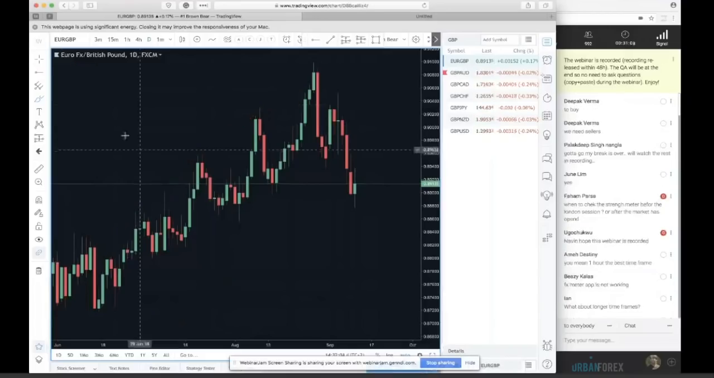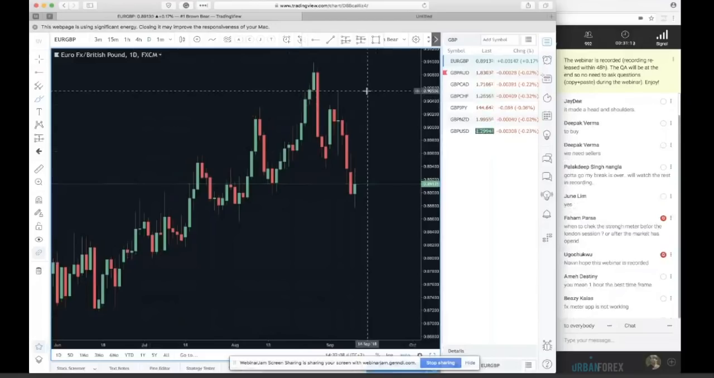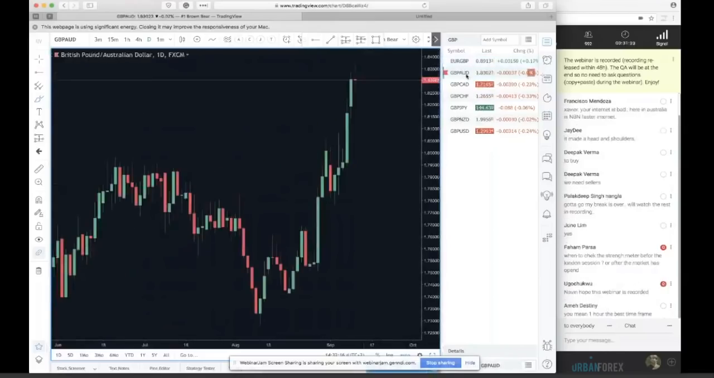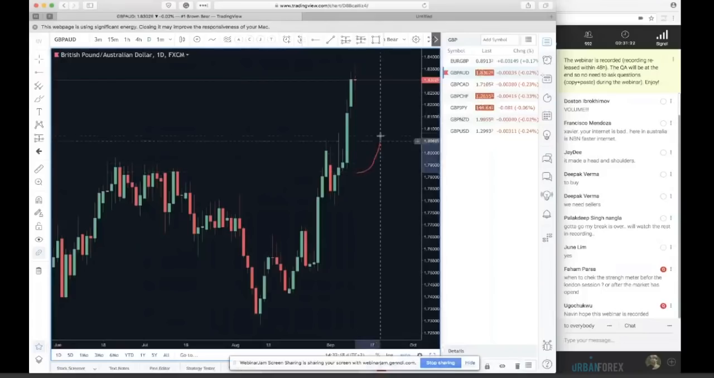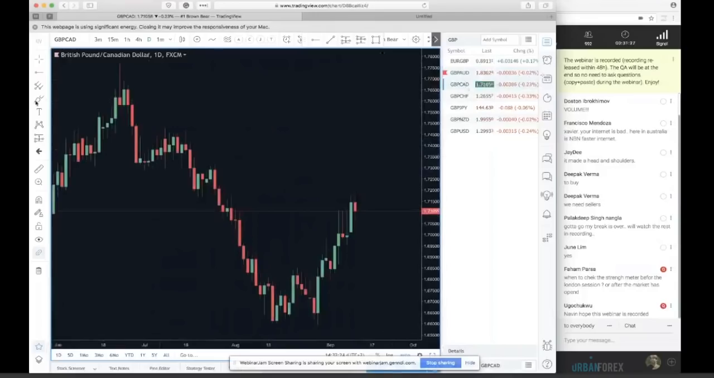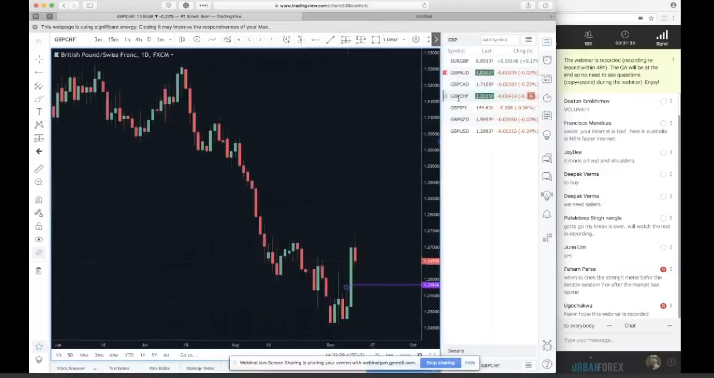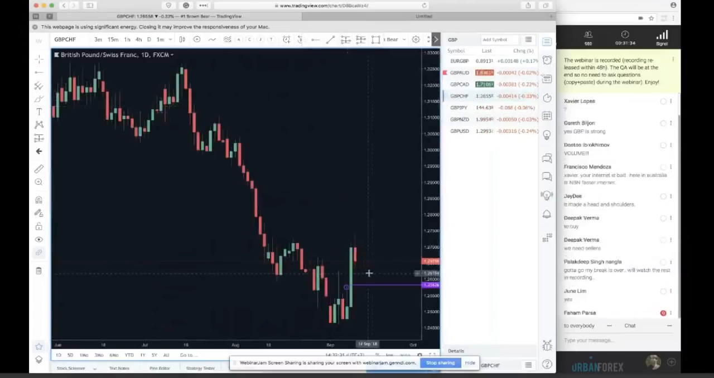So Euro pound recently is telling us that, okay, as per the strength meter, pound is very, very strong, which means this chart needs to go this way. Okay, let's take a look at pound Aussie. Same thing, pound is very strong that way. Same thing on pound CAD. Recently, pound is very, very strong. Let's take a look at pound Swiss franc. Pound is very strong, but look at that. Swiss franc and pound, look at the chart all the way down, and then pound is strong too.